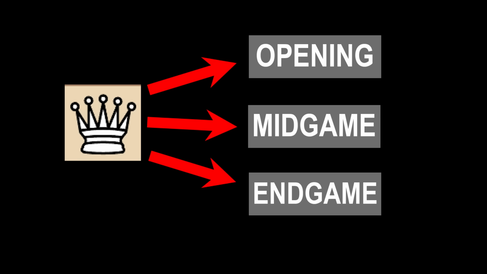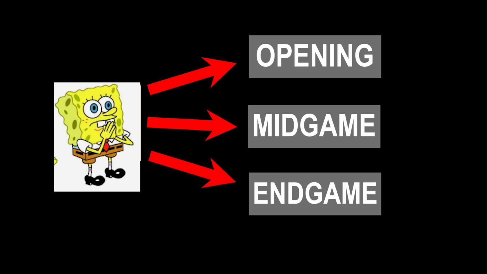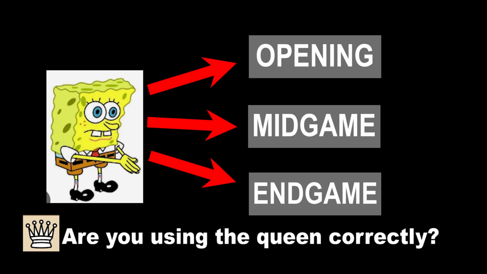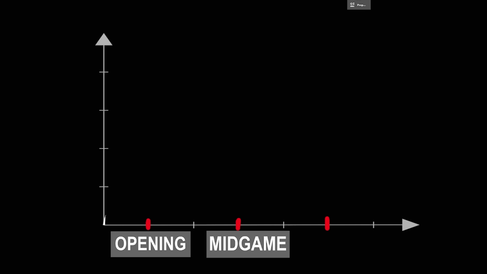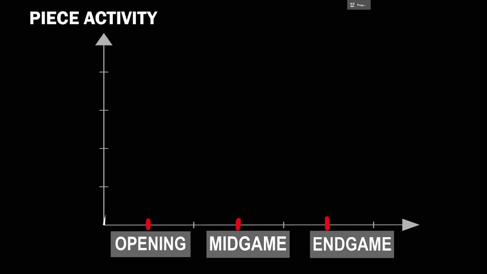In this video, we will be analyzing the queen in all stages of the game, and finally answering the question of, are you using the queen correctly? Before we start with the opening, first you need to understand piece activity. Don't worry, I'm making a line graph to show you. On the bottom we have the stages of the game: opening, mid-game, and endgame. On the left we have piece activity, meaning how active a piece is in a specific stage of the game.